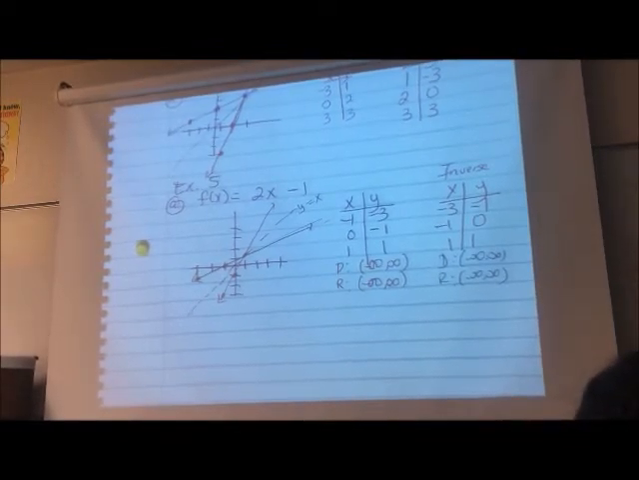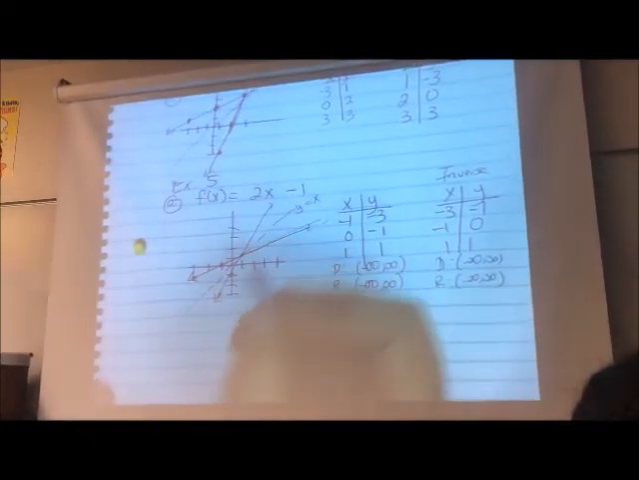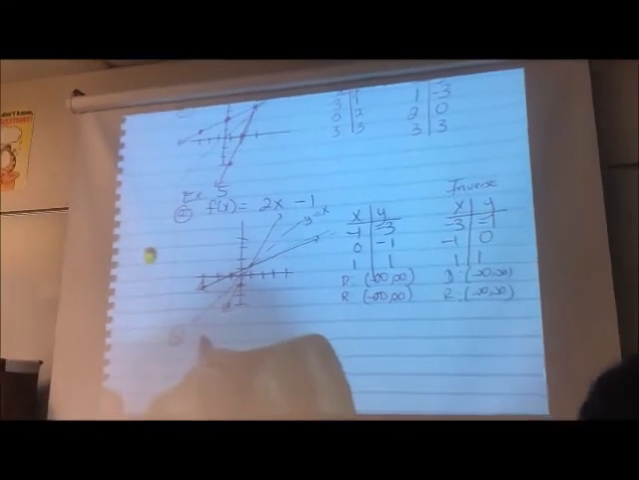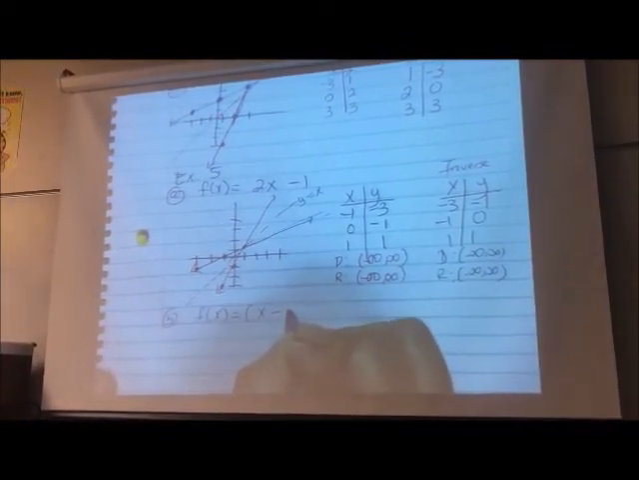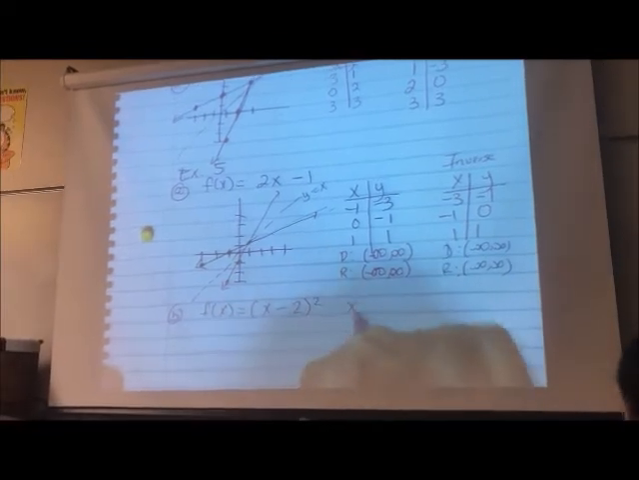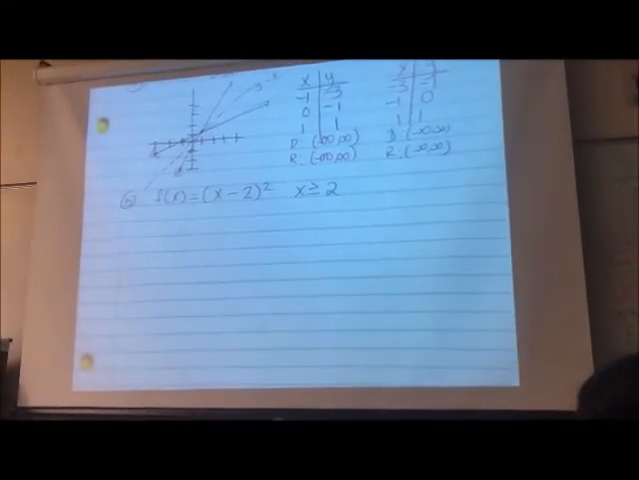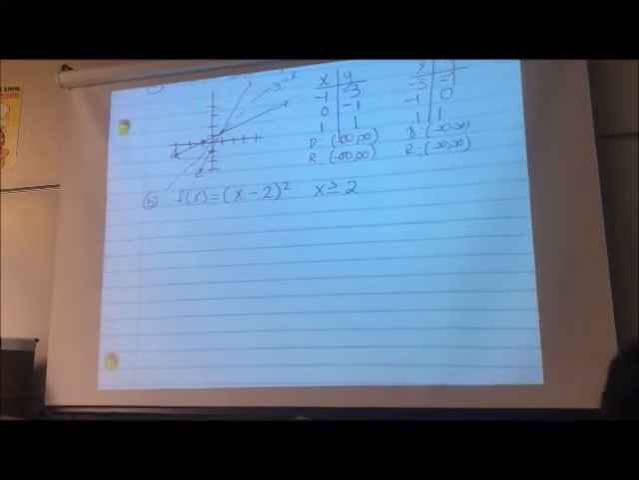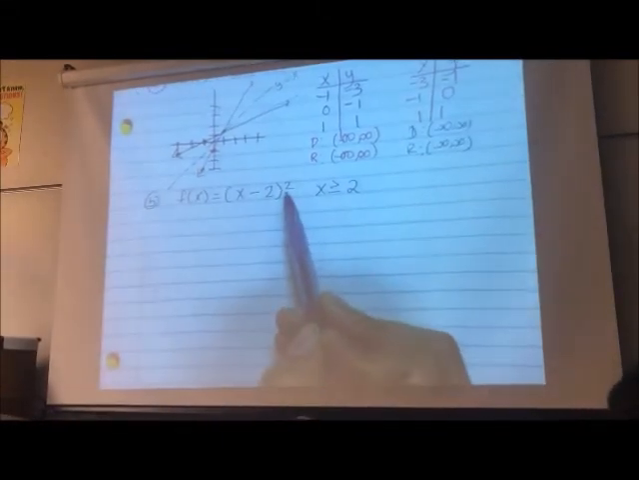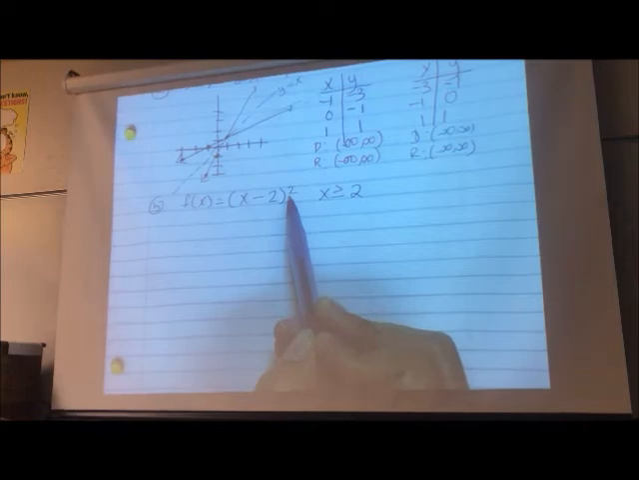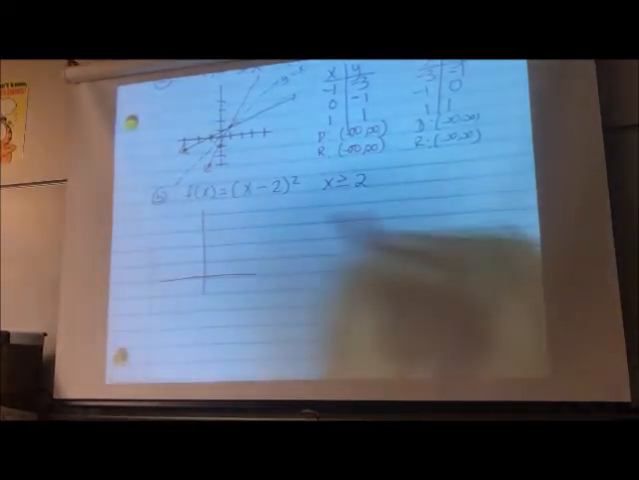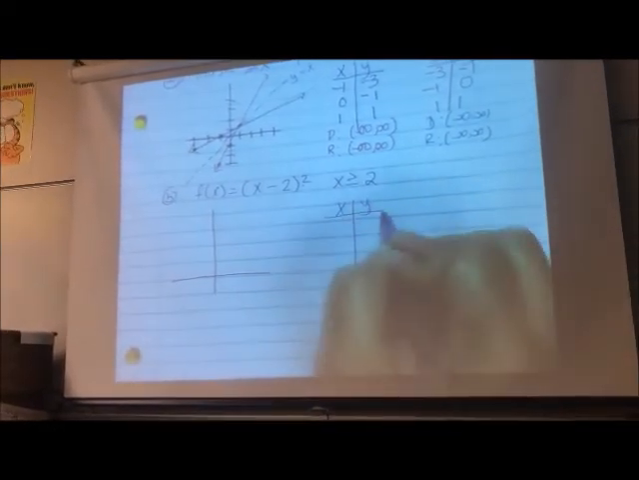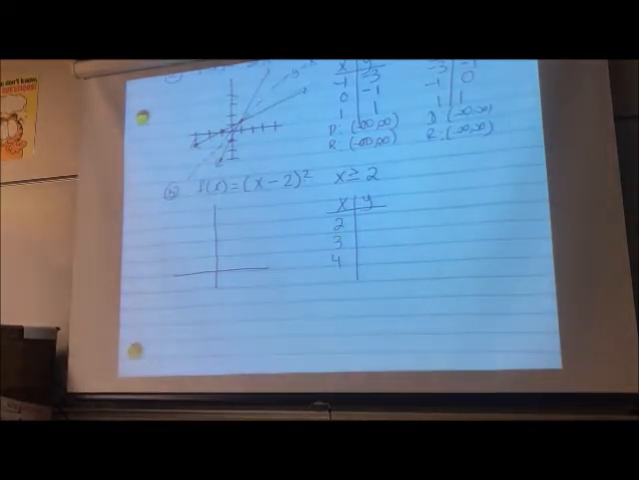I'm only going to do one more with you because it's the only one that's different. So part B here, let's say we had f of x equals x minus 2 squared, where x is greater than or equal to 2. And that's the only reason I'm doing this one is because they give you a limit. So, looking at this, if it's squared, it's going to be what kind of shape? A parabola, a quadratic. Now, but they say I could only use what? Numbers greater than or equal to 2. So I'm going to put 2, 3, and 4 and just work with that.